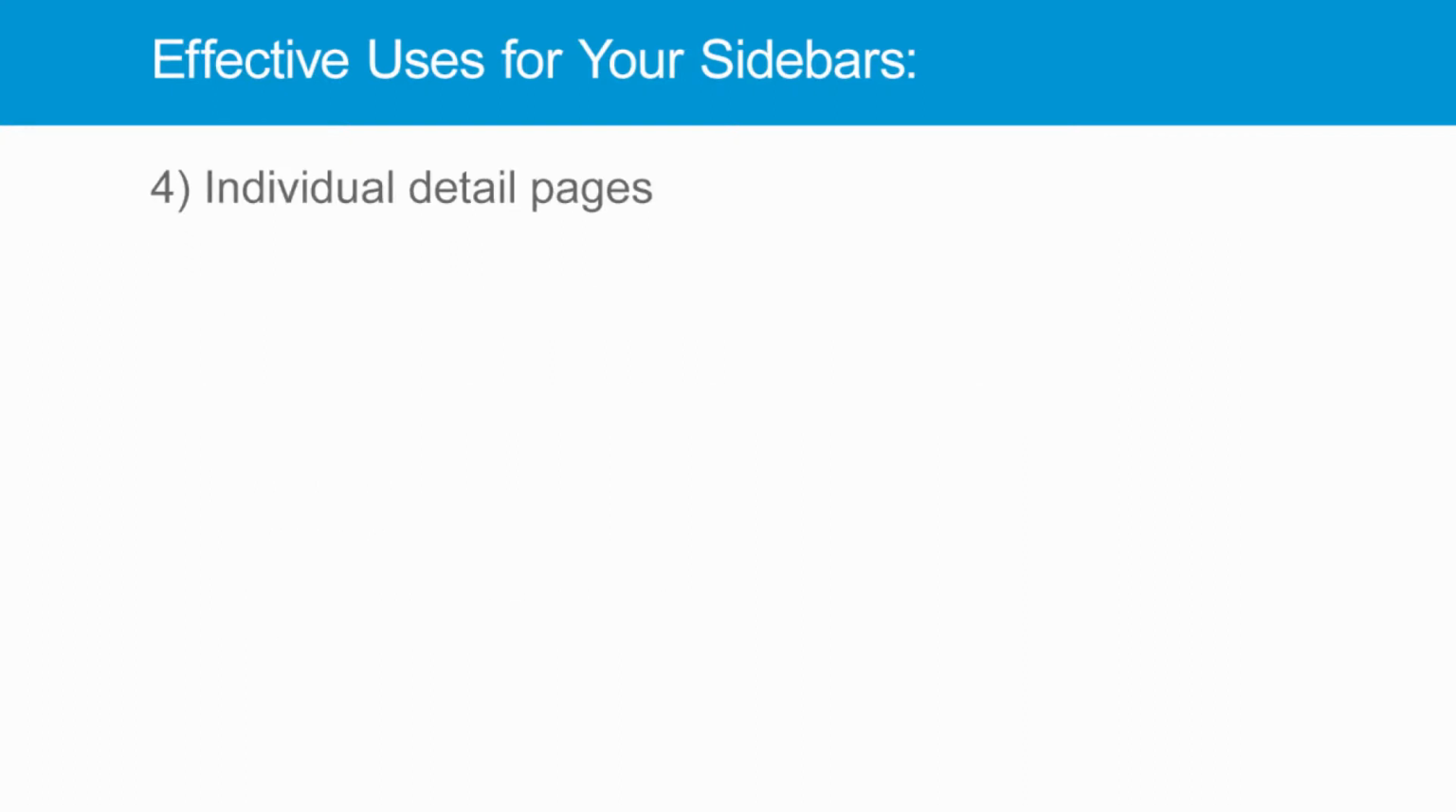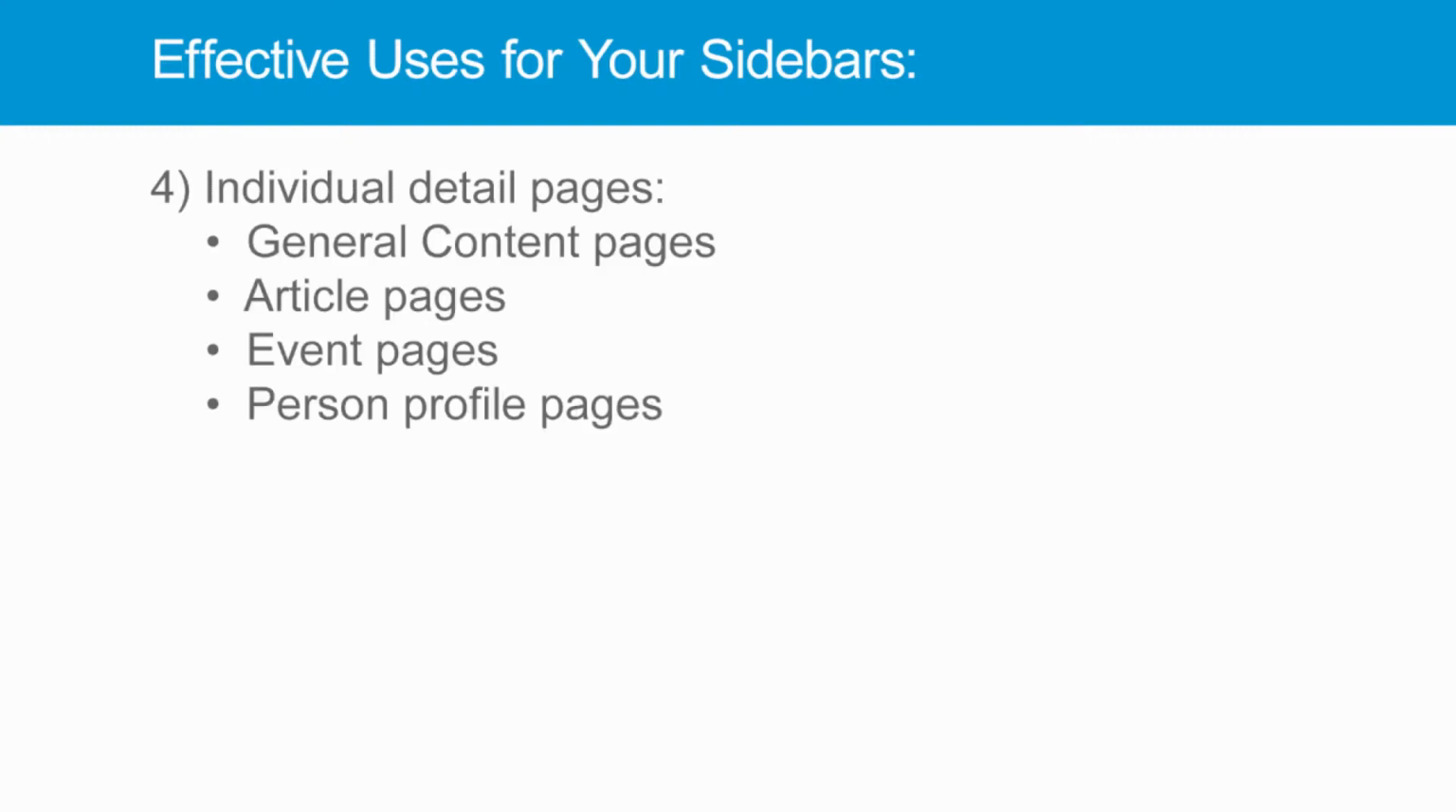And finally, you can feature detail pages, which can also provide relevant information and include the basic general content page, individual article or event pages which will remain in place until you manually remove them, or you can feature a person profile page to call out faculty, staff, alumni, or others.